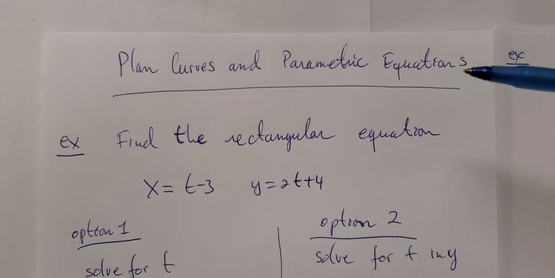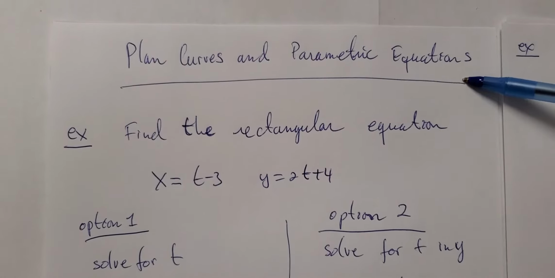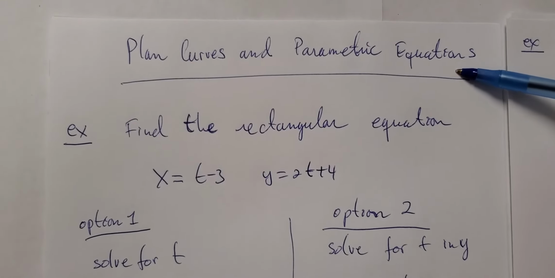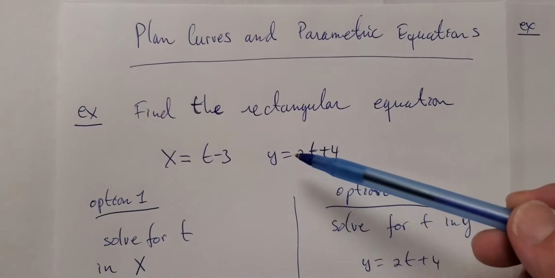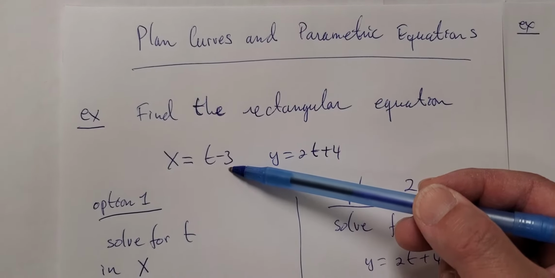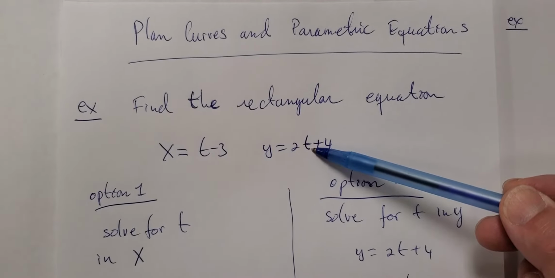This lesson is on plane curves and parametric equations. Parametric equations has two objectives. The first objective is the equation is based on time. That's where the t comes from. The second objective is to convert these two equations into one equation.